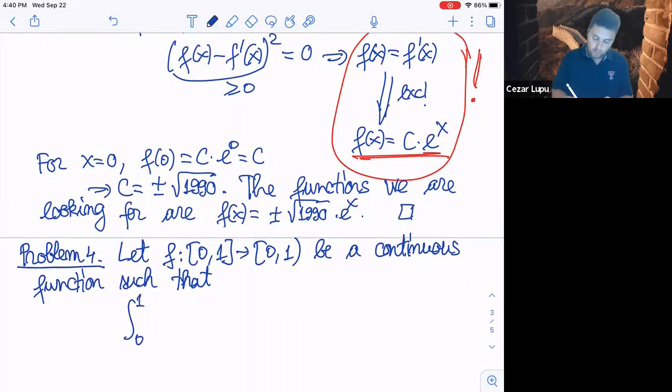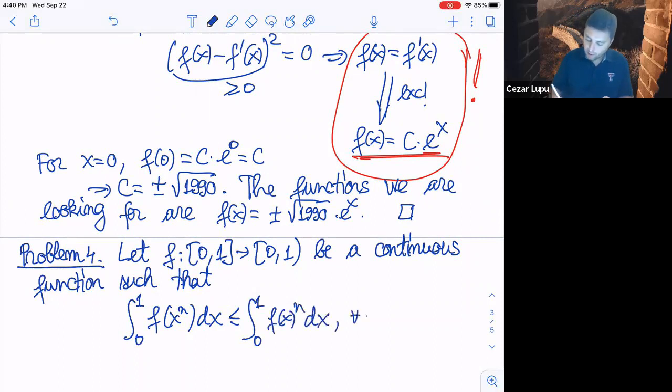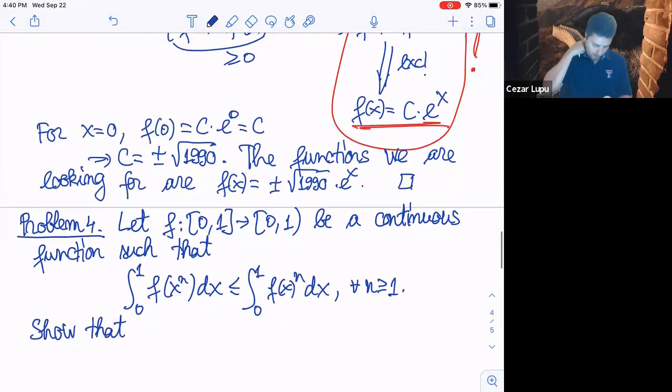The integral from 0 to 1, well, I would say it's very artificial, of x to the power n dx is less than or equal to the integral from 0 to 1 of f of x to the power n dx for all n greater than 1. Show that f is 0, for all x in [0, 1].